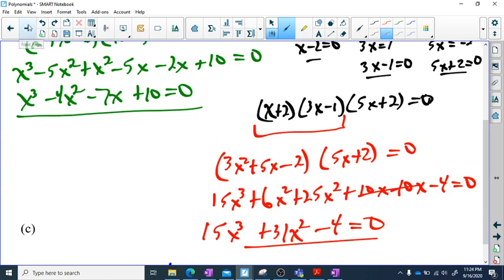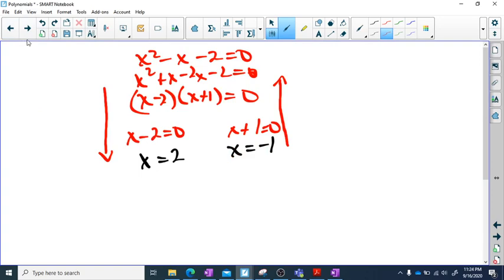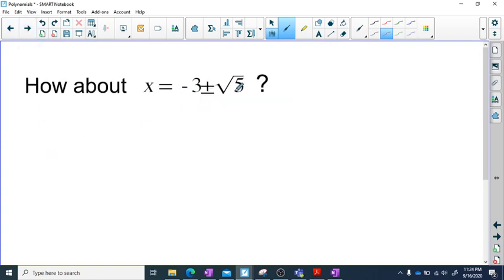All right, one last little thing to show you, and it is, what do we do if the roots are not rational? Meaning they have a radical in them that's not a perfect square, or your answers aren't nice fractions or integers.